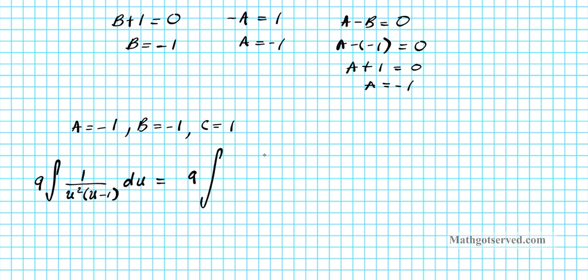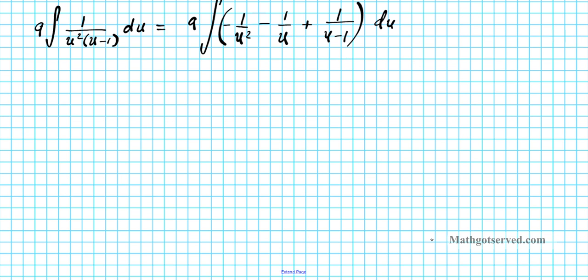ABC. So a is negative 1, so it's negative 1 over u squared, because a is negative 1, minus b, which is also negative 1, so negative 1 over u, and then plus 1 over u minus 1 for the c, du. Let's go ahead and evaluate this integral. I'm going to do this using term-by-term integration. Let's not forget the 9 that we have out there.